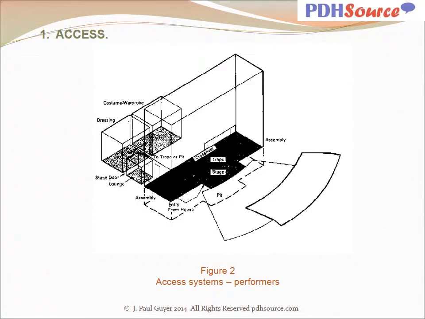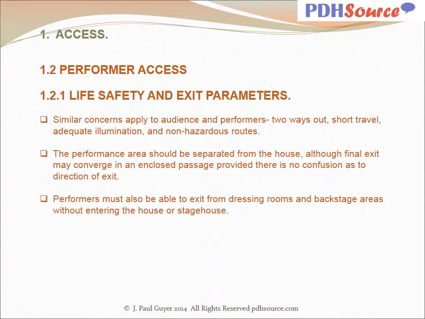Figure 2 indicates graphically access systems for performers. Now, for performer access, life safety and exit parameters, similar concerns apply to audience and performers. 2 ways out, short travel, adequate illumination, and non-hazardous routes. The performance area should be separated from the house, although final exit may converge in an enclosed passage provided there is no confusion as to direction of exit.